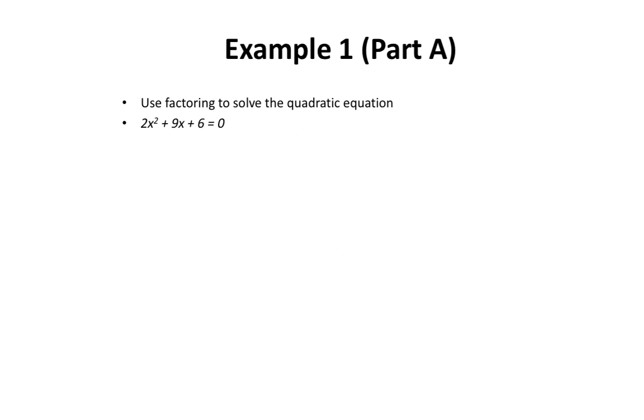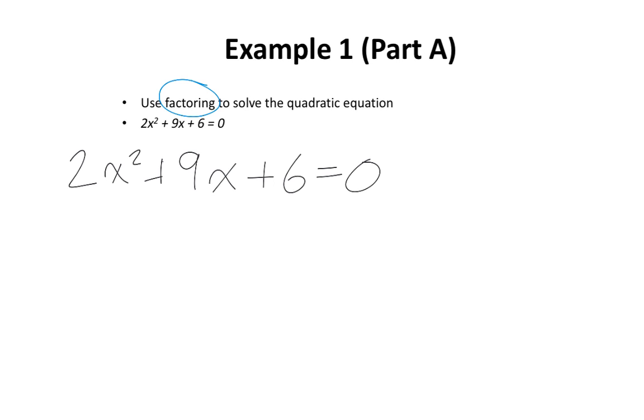In our first example, we want to use factoring to solve the quadratic equation 2x squared plus 9x plus 6 equals 0. In other words, we want to figure out the value of x when y is equal to 0. And as you can see, y has already been set as 0. So let's begin by rewriting the question. 2x squared plus 9x plus 6 is equal to 0. First off, let's look for a monomial common factor. So what is the greatest common factor of 2, 9, and 6? Well, the greatest common factor happens to be 1, so that doesn't really do anything.